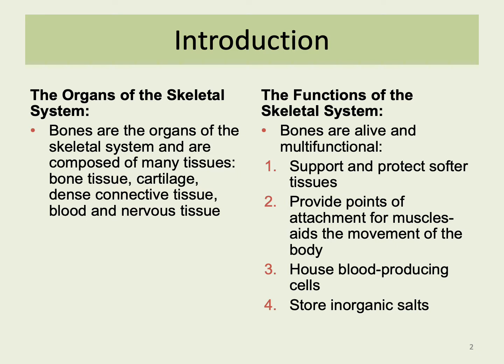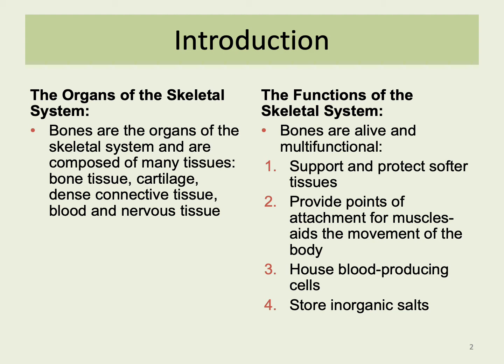The bones are the organs for the skeletal system. In the skeletal system, we do not have only bone tissue, but we have cartilage, that's connective tissue, and blood and nervous tissue as well. The functions of the skeletal system and the functions of the bones overlap because they are the only organs that belong to the skeletal system. Bones are alive and multifunctional. That means there is more than one function.